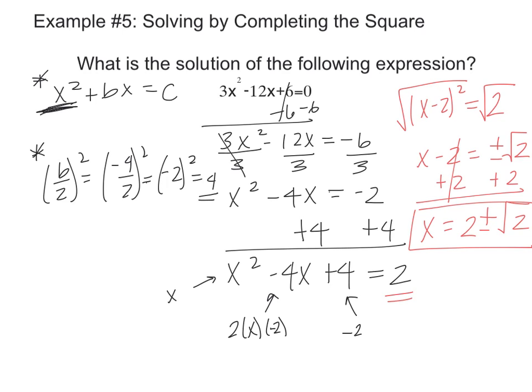And so that left us with x squared minus 4x plus 4 equal to 2. We then tested to be sure that it was a perfect square, and we realized that it was going to be a perfect square. So then we were able to write it as x minus 2 squared equal to 2. And then from there we just solved for x. So let's try this again with the next example.